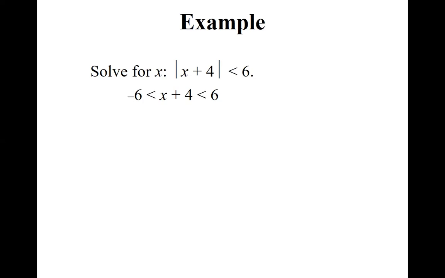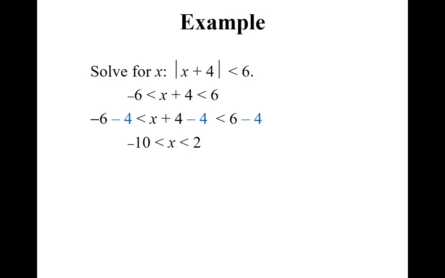And then solve this. To get x by itself in the middle, we need to subtract 4 from the middle. Whatever we do in the middle, we have to do in all parts. So subtract 4 everywhere. -6 minus 4 gives us -10. It leaves us with just x in the center. And then 6 minus 4 on the right gives us 2.